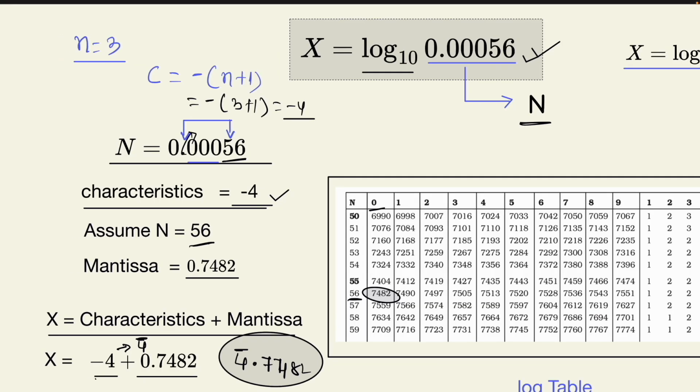So by this method, you can easily find any log values with the help of a log table.